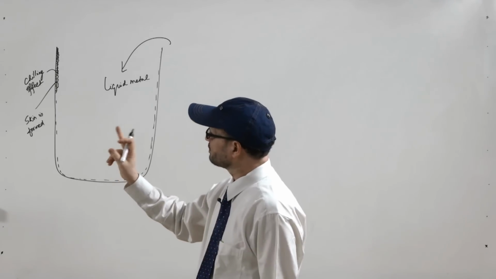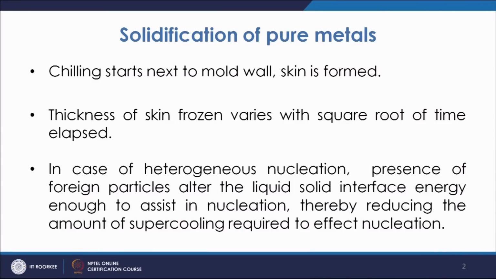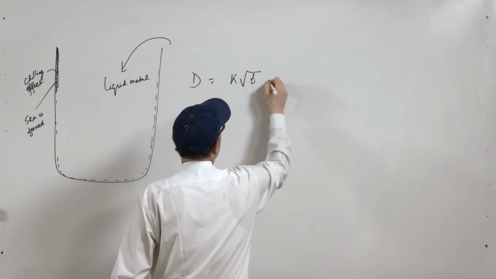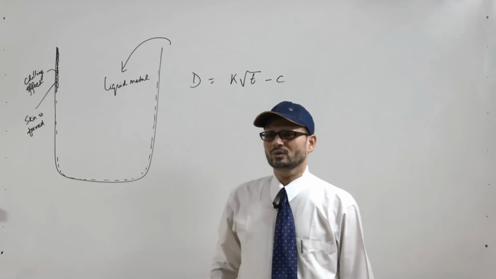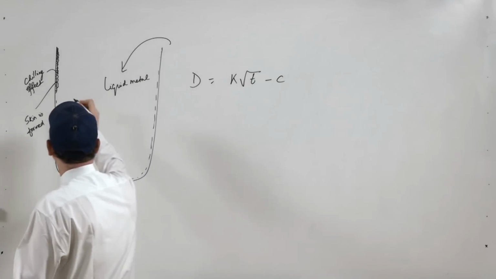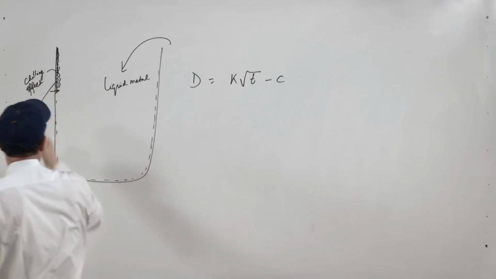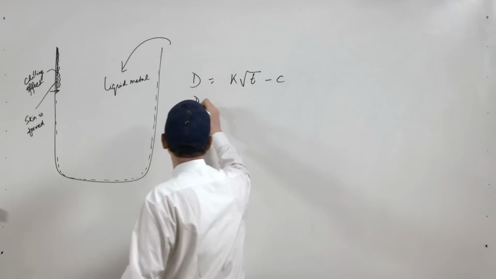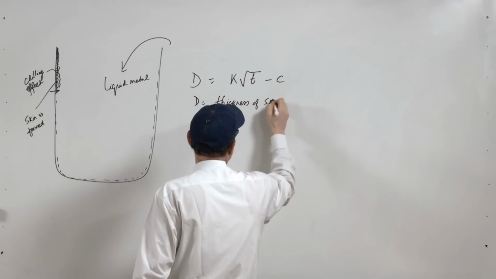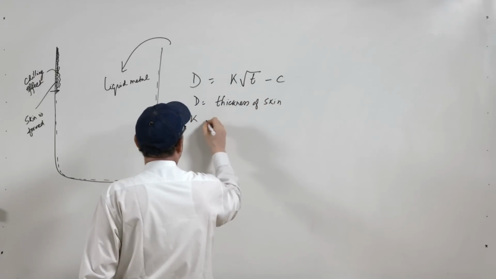Now, the thickness of this frozen skin varies with square root of time. So, there is an expression which talks about the thickness of the skin formed, and that is given as d equals k square root of t minus c. So, the thickness d is the thickness of the skin as it grows with time, and k and c are constants.